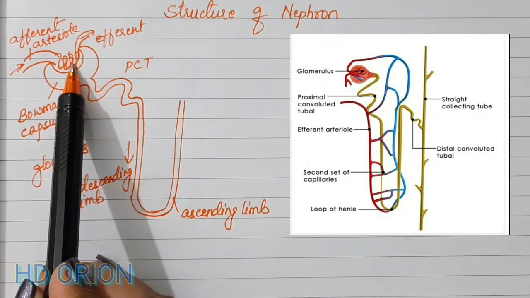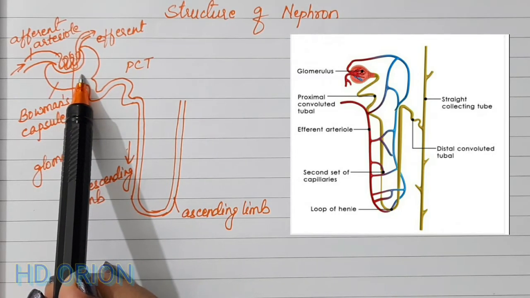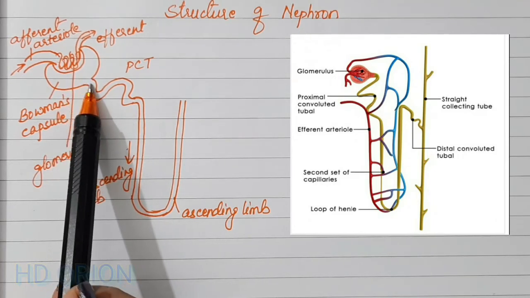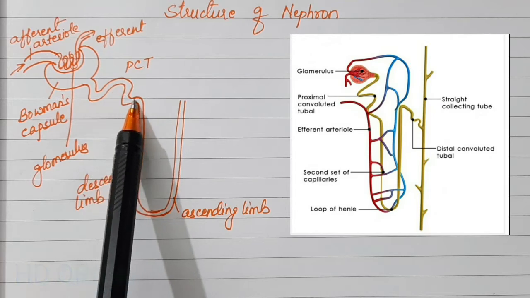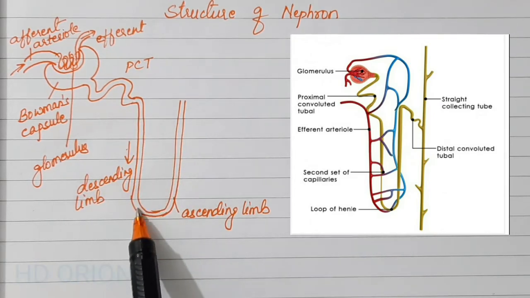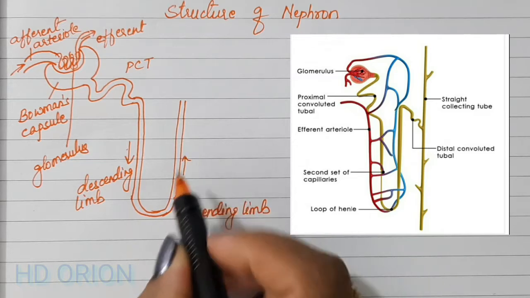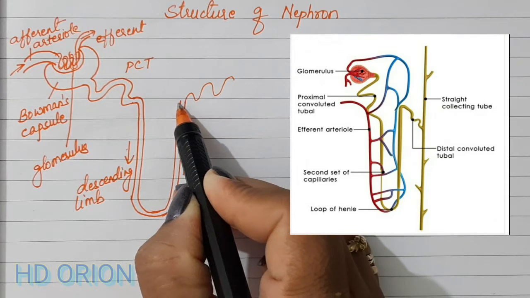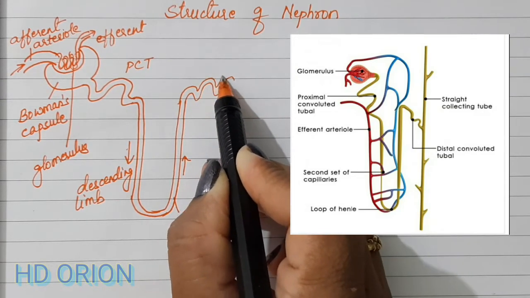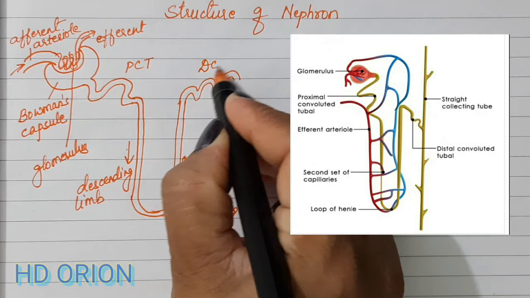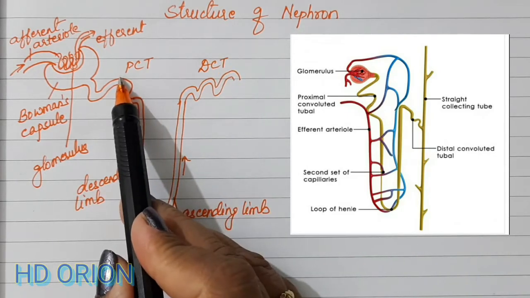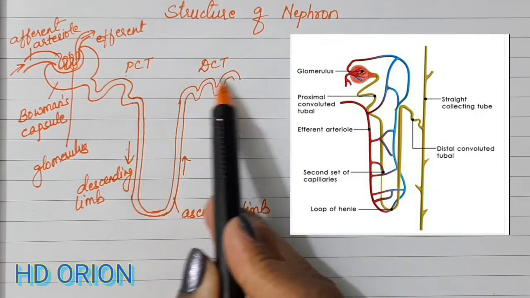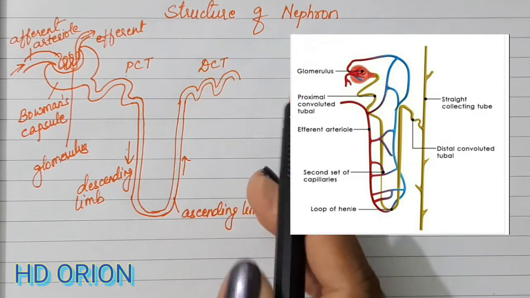So when the filtration takes place, the filtrate will come inside this capsule and then it will travel. The filtrate from the blood will now be called the nephric filtrate. The filtrate will pass and move down in the descending limb and then move up in the ascending limb. Then there is another convoluted tubule, and since its position is later, we call it the distal convoluted tubule. So this is PCT and this is DCT. The proximal convoluted tubule comes first. Distal comes later.